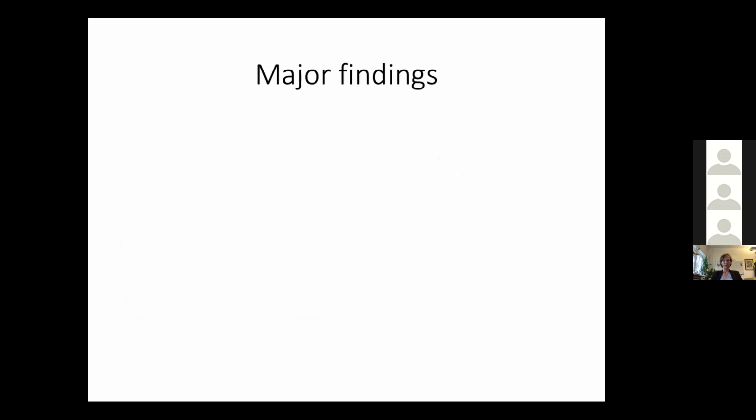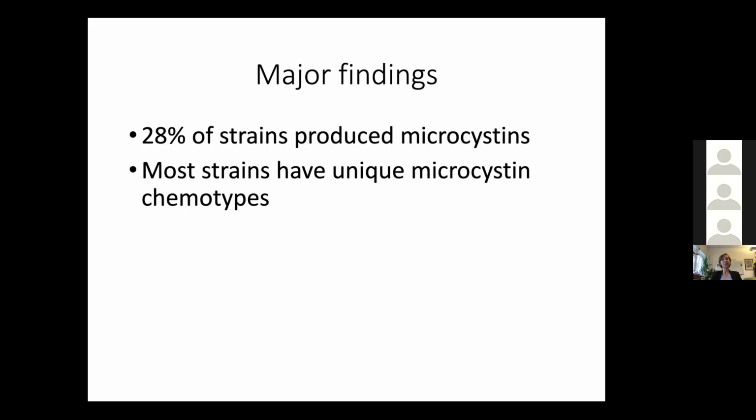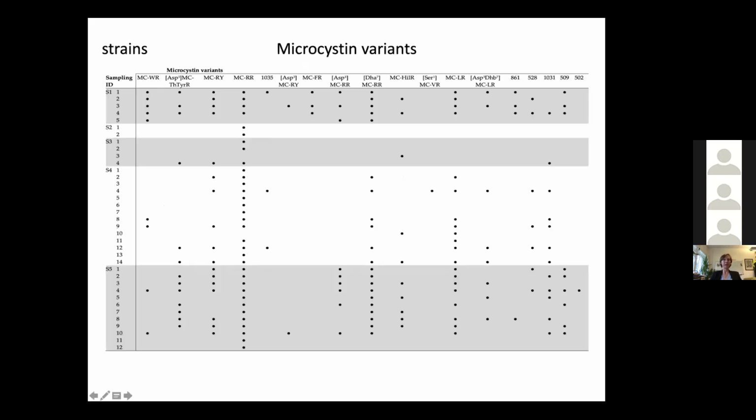And so what did Emma find? Well, one of the major findings was that only 28% of those strains actually produce microcystins, meaning that the majority did not produce any microcystins at all. And moreover, she found that those that produced the microcystins also were for the most part unique. So they produced a unique combination of microcystins.